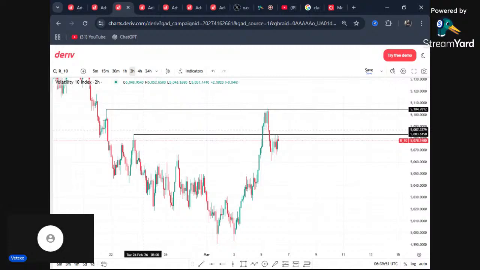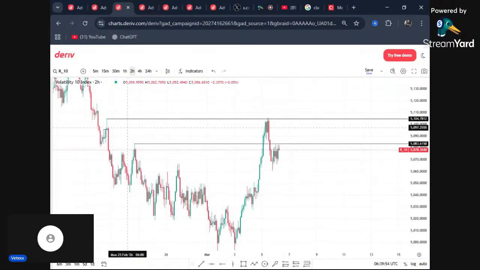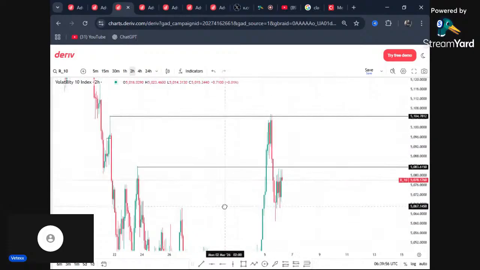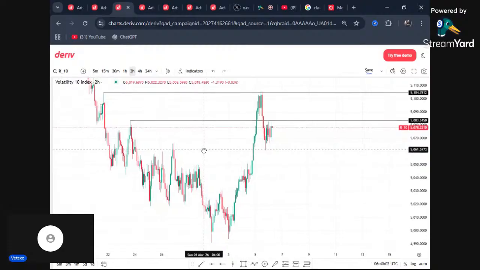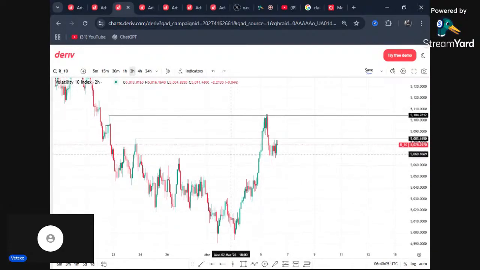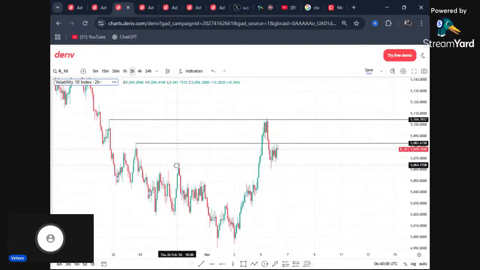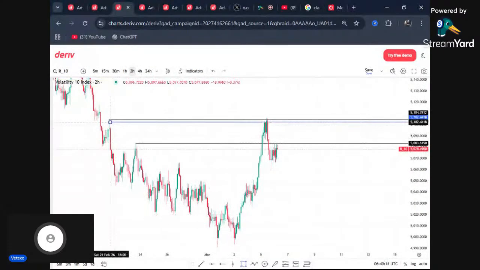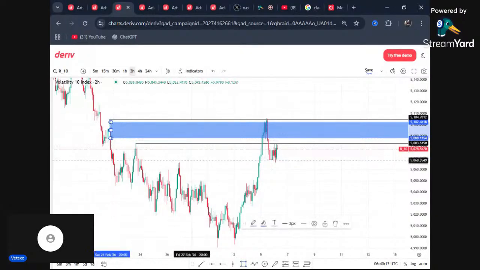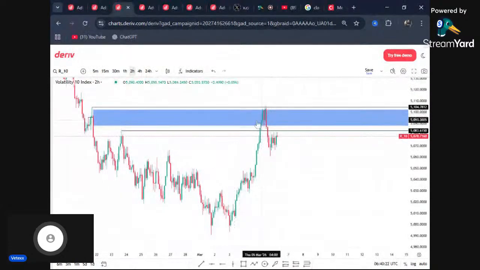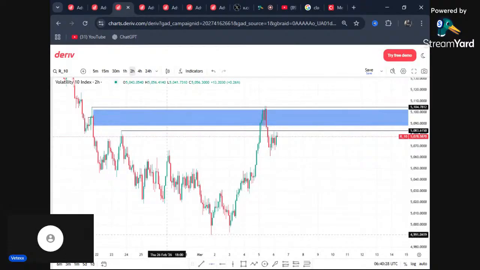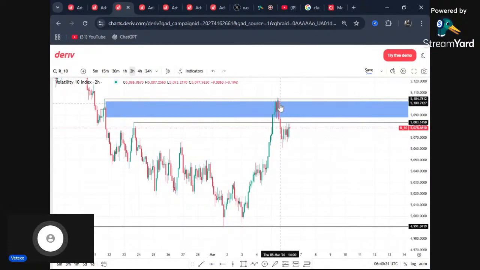And then what else do we have? This becomes our point of interest. This one becomes a point of interest. And remember, this has started the move. This is the starting point, and this here is the finish point.